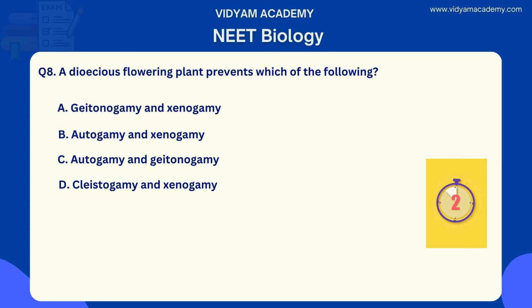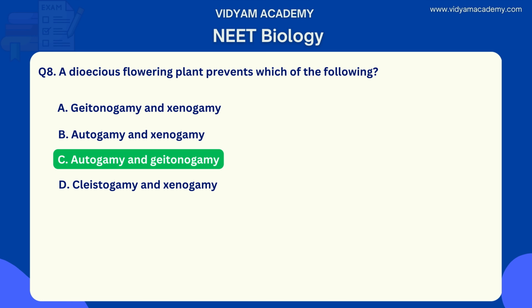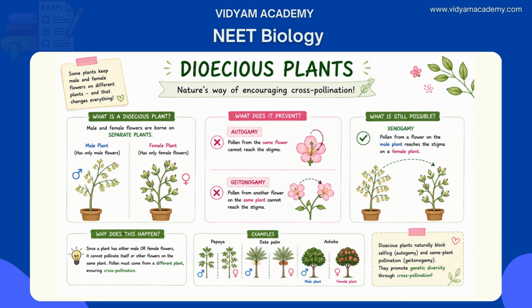A dioecious flowering plant prevents which of the following? Yes, the correct answer is option C. Autogamy and geitonogamy are both prevented in dioecious plants. Option C is the correct answer here. Why? So this is the explanation.